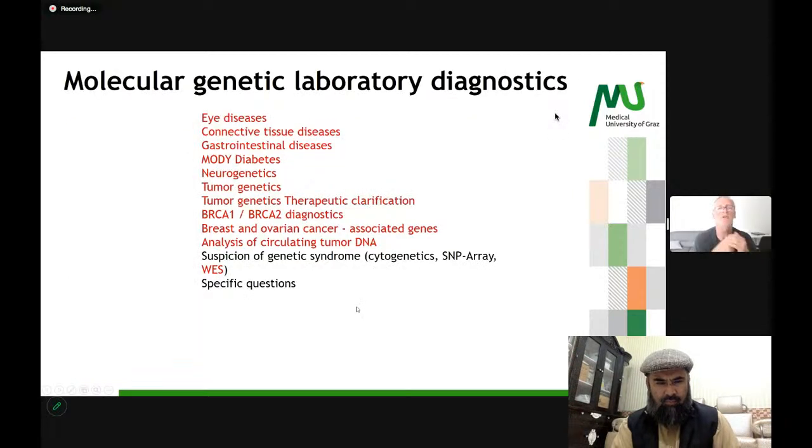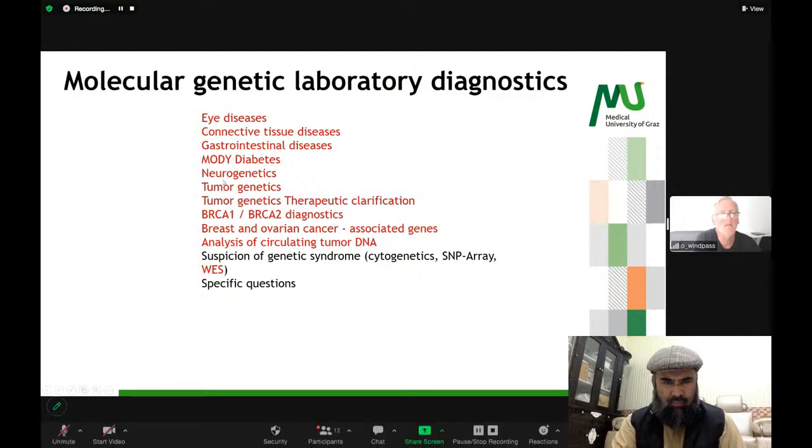Just to give you a brief overview of our portfolio of genetic diagnostics in our institution: we cover eye disease, connective tissue diseases, intestinal diseases, morbid diabetes. We also have panels for neurogenetics. These are all so-called soft panels, so we analyze the whole exome, but the further analysis is restricted to the variants which are in association with the phenotype which is present.